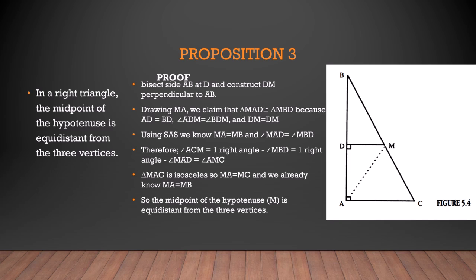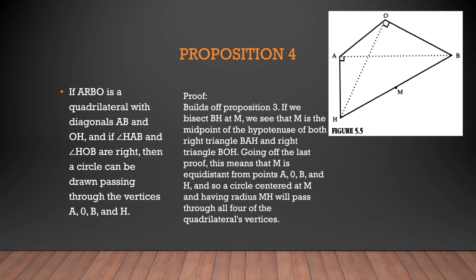Triangle MAC is an isosceles triangle now, so segment MA is equal to segment MC, and we already know that segment MA is equal to MB. Therefore, the midpoint of the hypotenuse, point M, is equidistant from all 3 vertices A, B, and C.